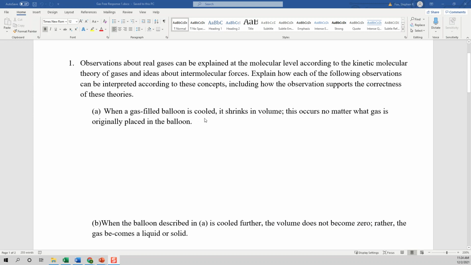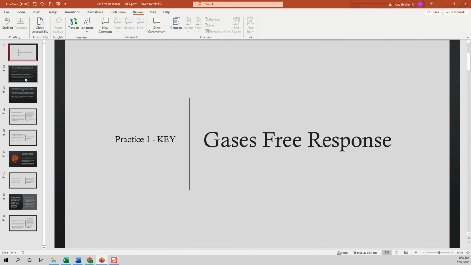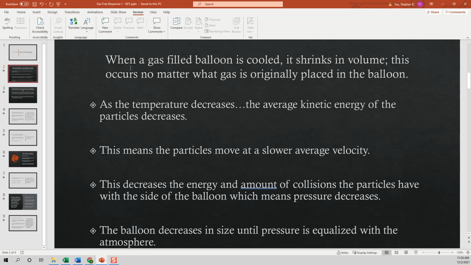When a gas-filled balloon is cooled, it shrinks in volume. This occurs no matter what gas is originally placed in the balloon. All right, well, let's go to it. Okay, so as temperature decreases, we know the average kinetic energy of the particles decreases. This means the particles move slower on average. This decreases the energy and the amount of collisions the particles have with the side of the balloon, which means pressure decreases. The balloon decreases in size until the pressure equalizes with the atmosphere.